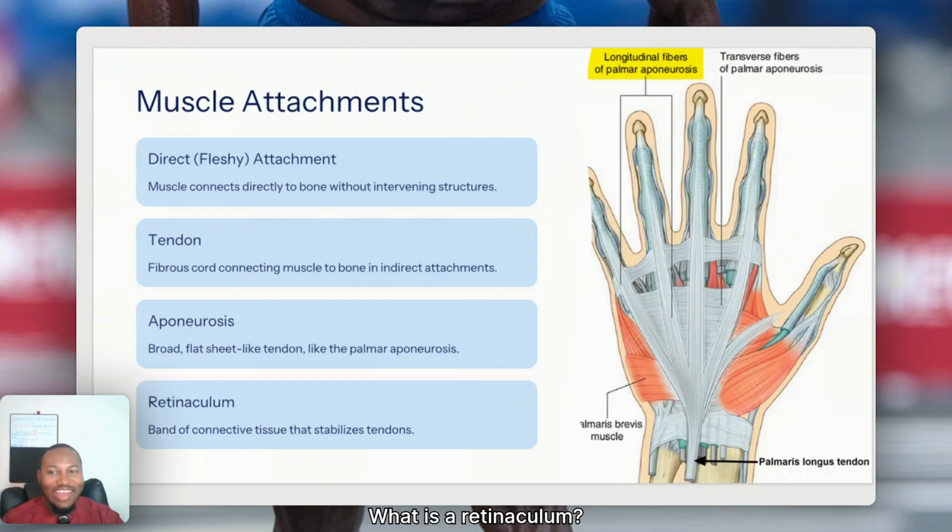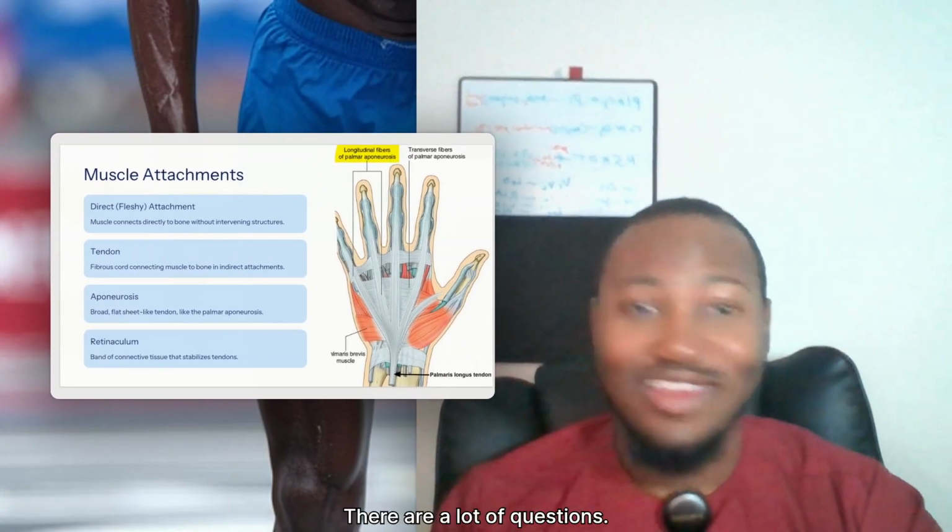And finally, can you remember what I told you is the retinaculum? What is a retinaculum? Think. I said, band of connective tissue that stabilizes what? A group of tendons. All right? So this is very, very important for you to know. There are a lot of questions.